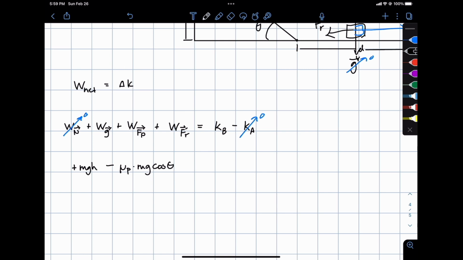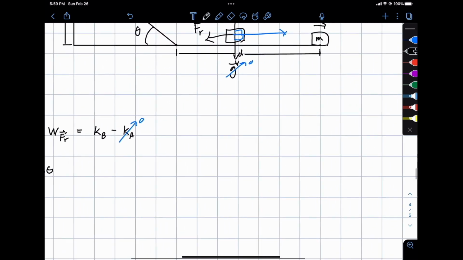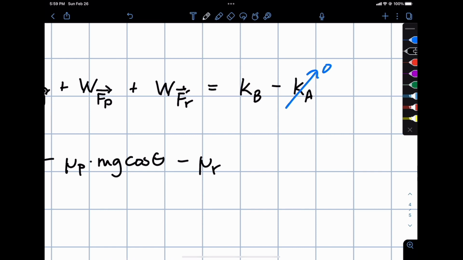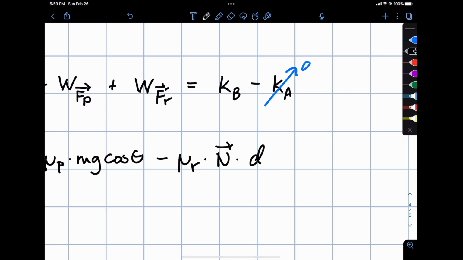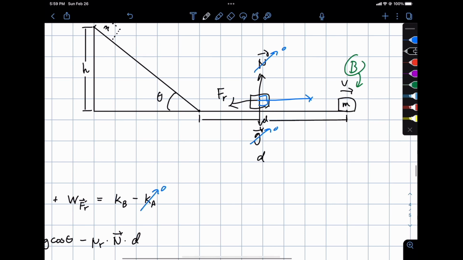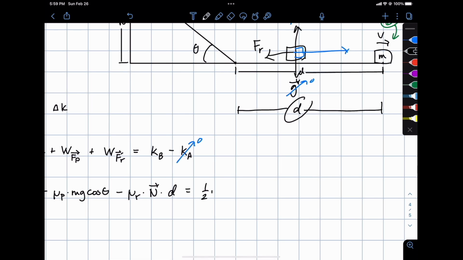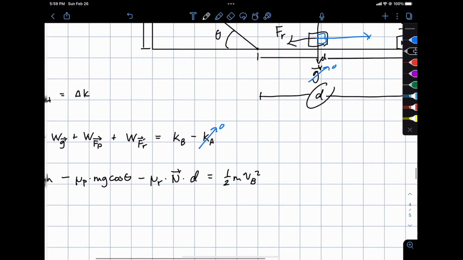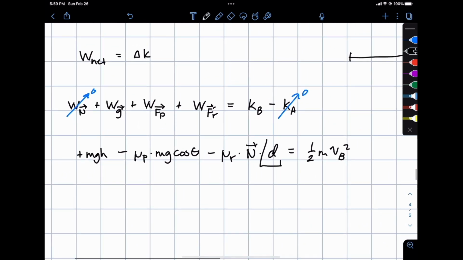And we now need to find the work of the friction force of the surface. So remember, friction force is mu times the normal force of the surface times distance. And distance is the d we are trying to find. That is what we want. Equals 1/2 m vb squared. And as you can see, we can solve for d because we have everything given to us.